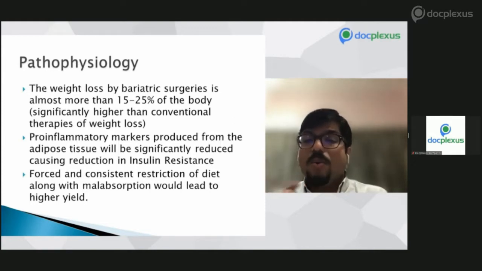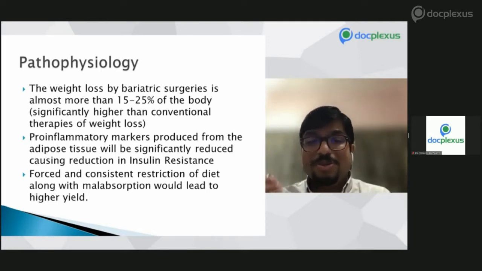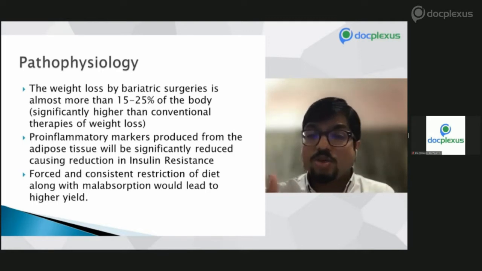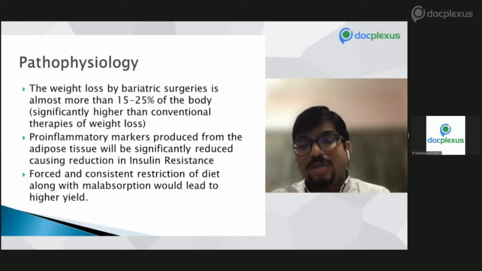And that's how, when you have a great amount of weight loss happening over a period of time, which is then sustainable for a longer period of time, the chance of you developing further diabetes reduces, and the chance of you controlling your diabetes or even reversing it to a great extent will always increase.